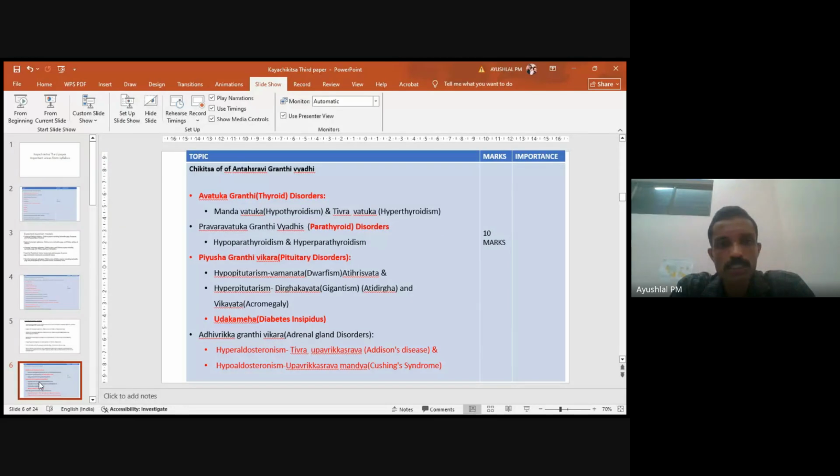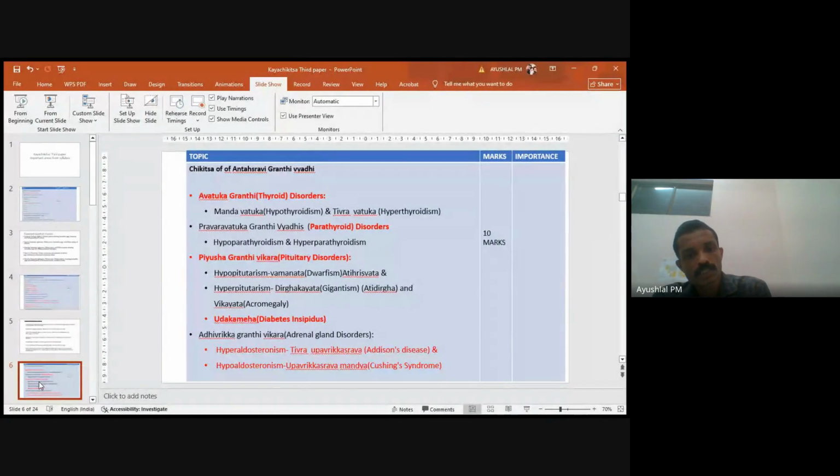Next, third portion is Antasravi Grandhi Vyadis, that is endocrinal disorders. Endocrine disorders also have ten marks. So see, this is same like Manasika Roga. There can be ten marks. Questions can be asked from endocrine disorders.